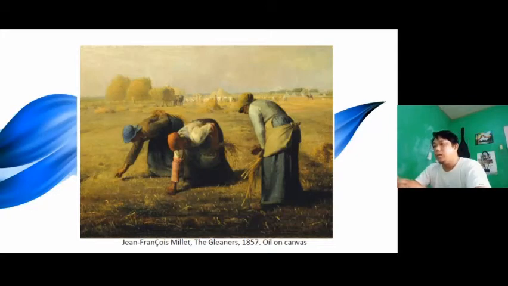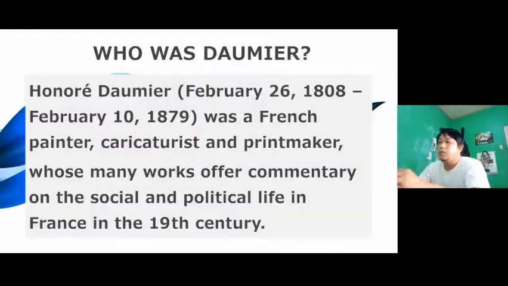Okay, so we can see the message of this artwork. Planting is really no joke, as they say. It is really difficult. The suffering and the emotions of the painting can be felt by the viewer right away. So this is The Gleaners, 1857, oil on canvas.